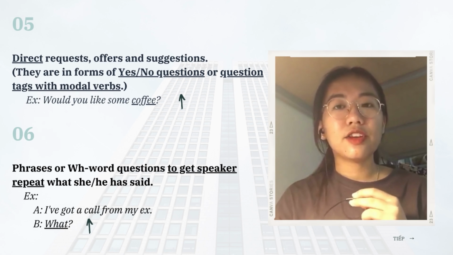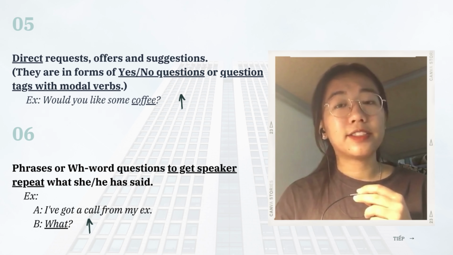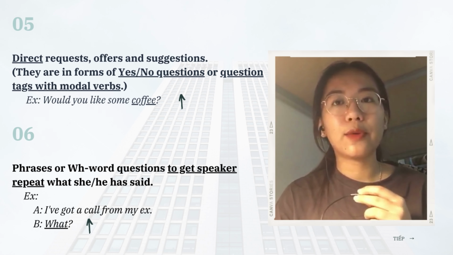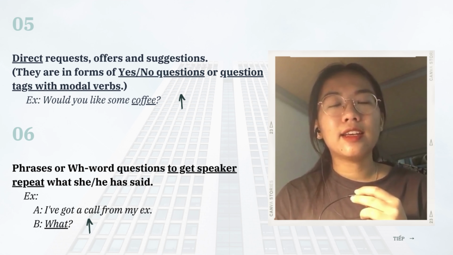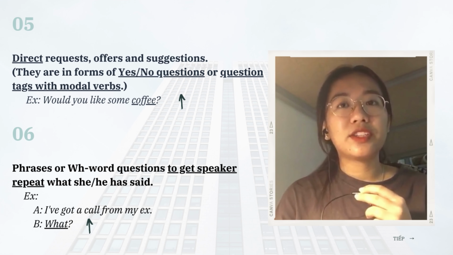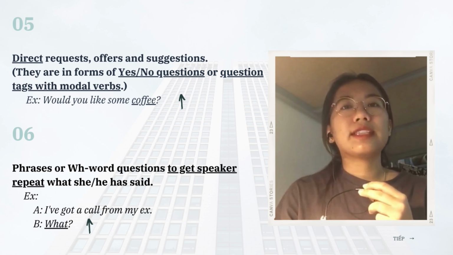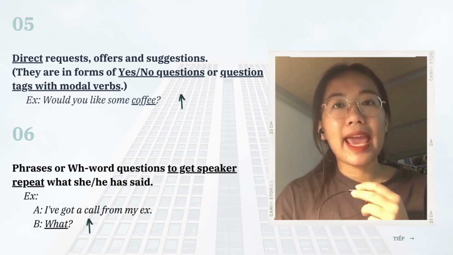Number 5. Direct requests, offers, and suggestions. They are in the form of yes/no questions or question tags with modal verbs. For example, would you like some coffee? Number 6. Phrases or WH questions to get the speaker to repeat what he has said. For example, I've got a call from my ex.